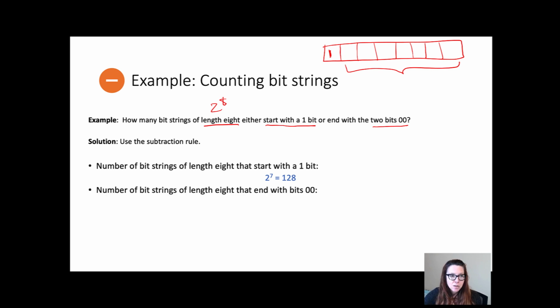So that's 128 choices I have here. So now the next question is, what about the number of bit strings of length 8 that end in 00? So now I'm fixing these two. I have one choice for each of those. Yeah. So now I only get to choose this other side, and there are only 6 of those.